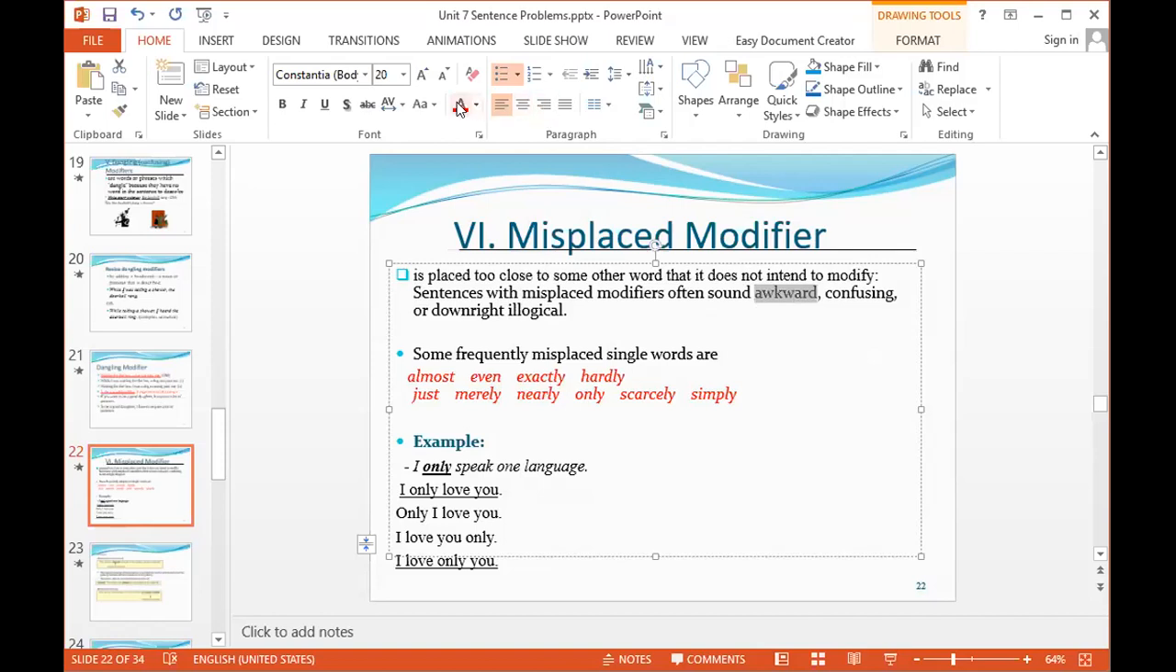Okay? Awkward. That's why you know when you speak, you must be careful. If you say I only love you, it means that you don't want to marry, you don't want to have sex or do anything. I just love you only.